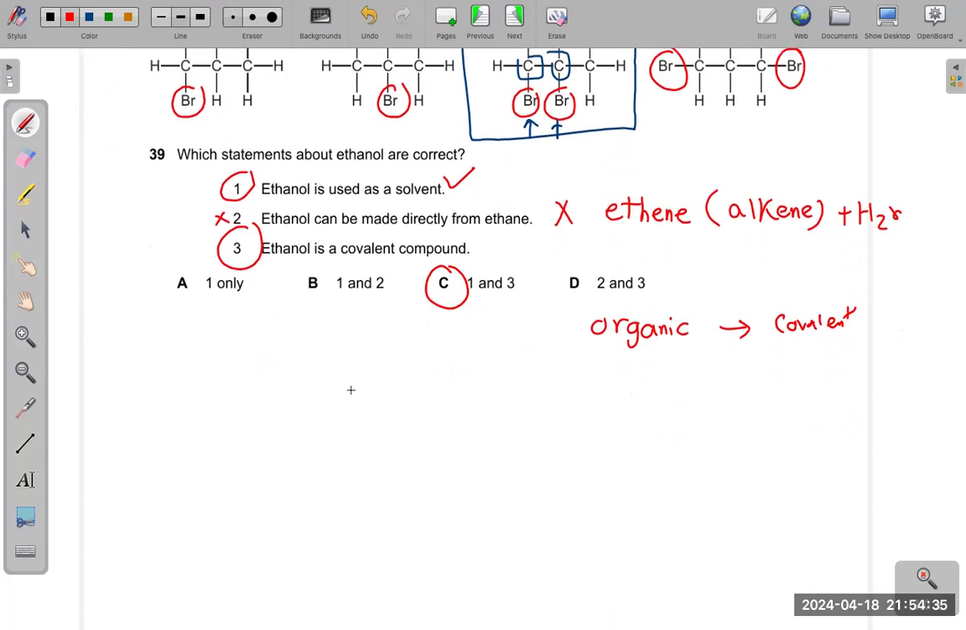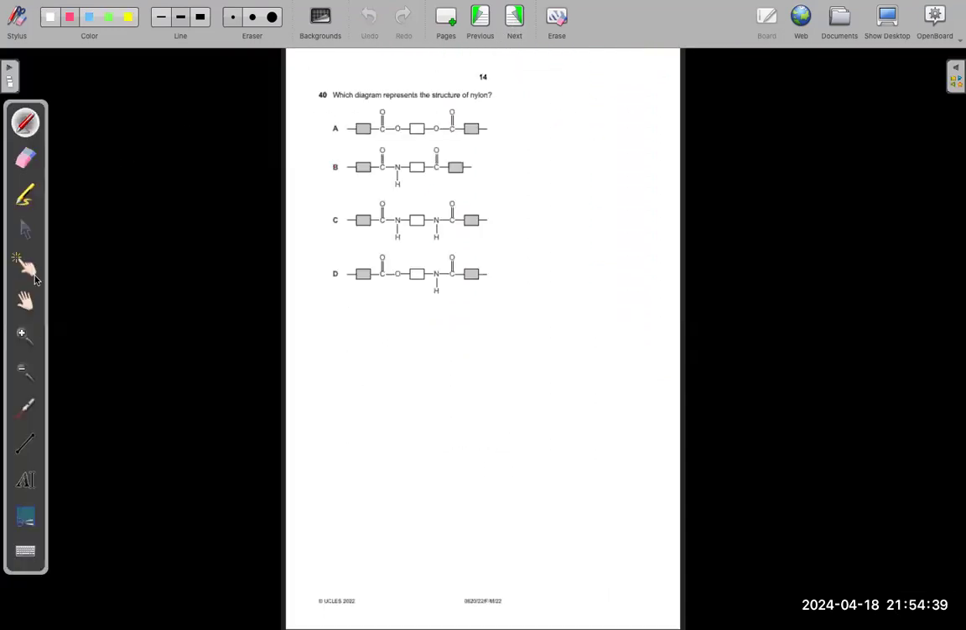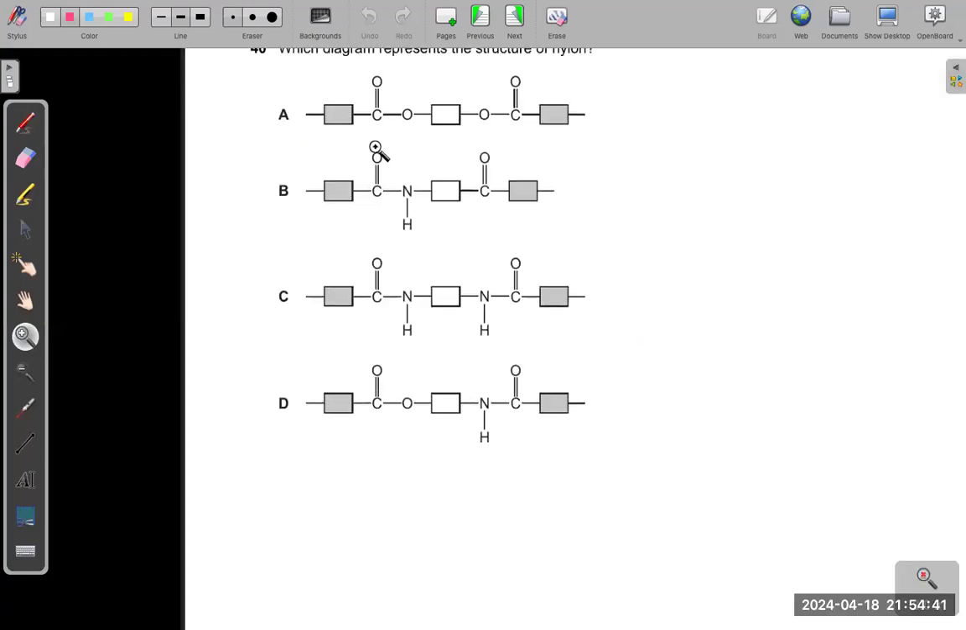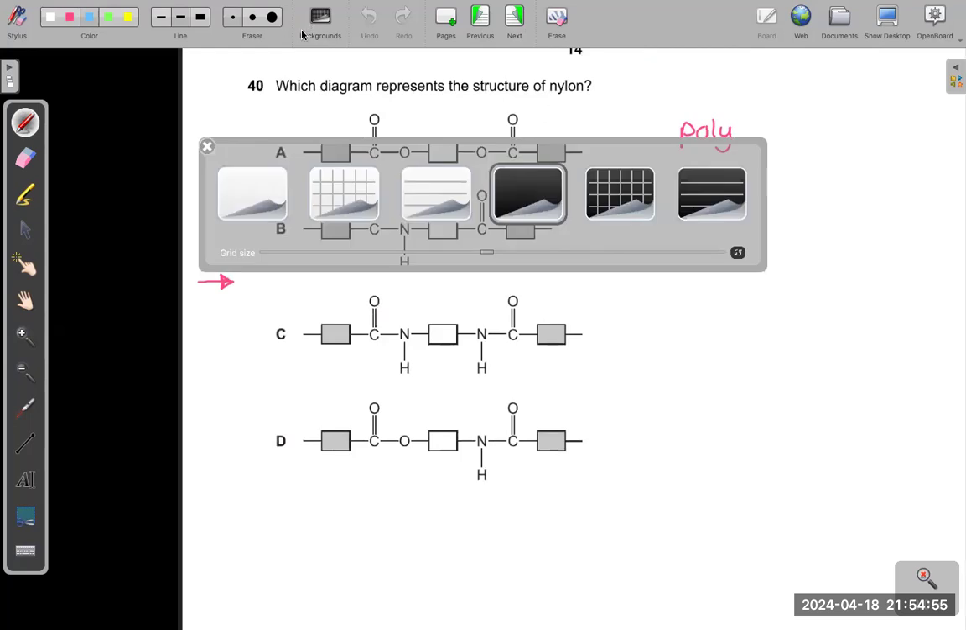And our last question is number 40. Which diagram represents the structure of nylon? This question is a very important question. Nylon is a polyamide or polyester. Has anyone studied polymers? Is this a polyamide or polyester?